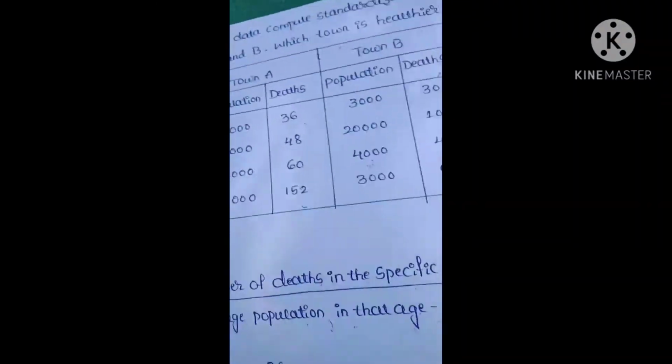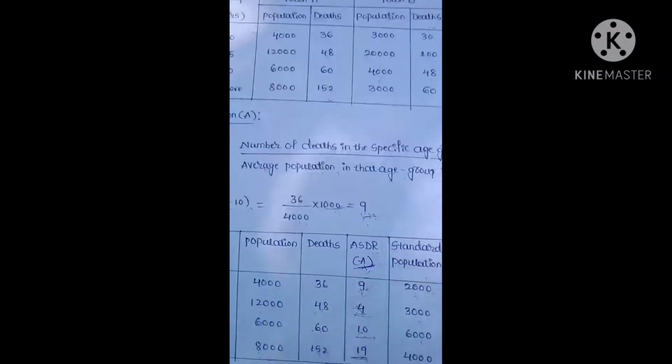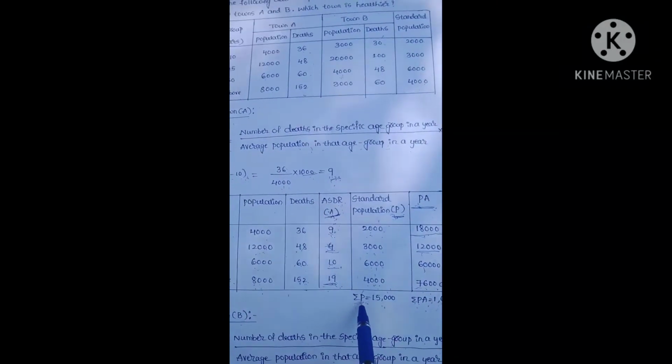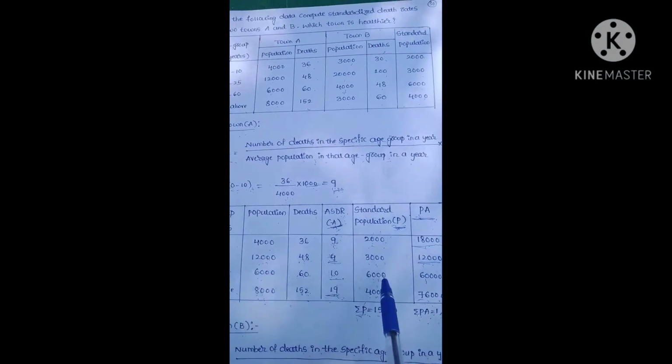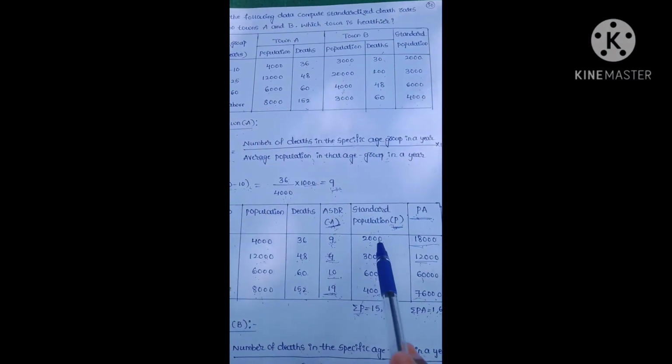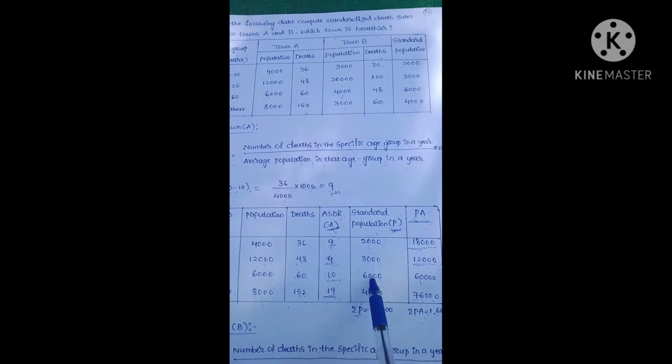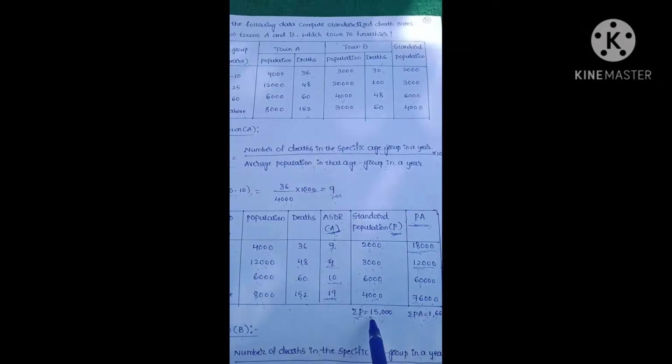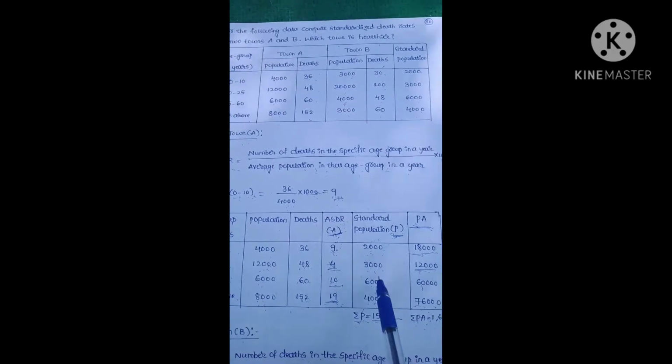Next, move on to the summation of P. Summation of P means the sum of these numbers. Add these numbers: 2000 plus 3000 plus 6000 plus 4000. Then we get 15,000.